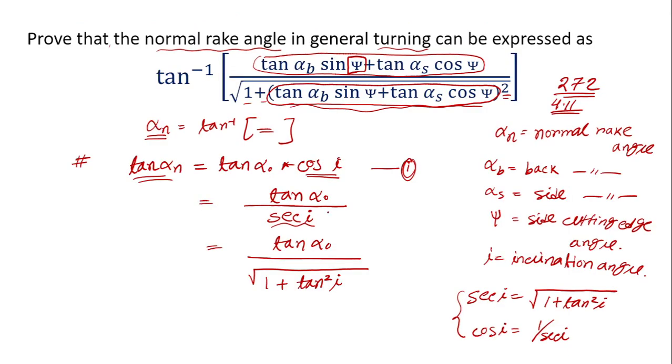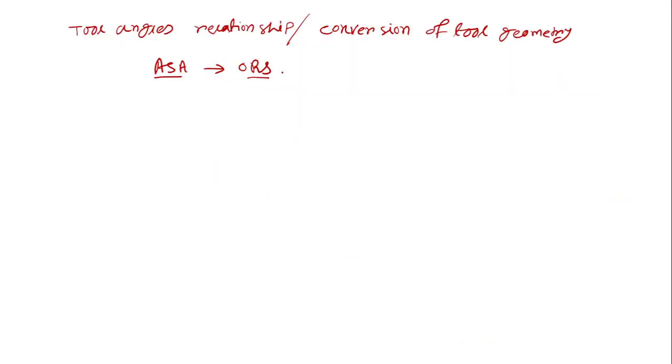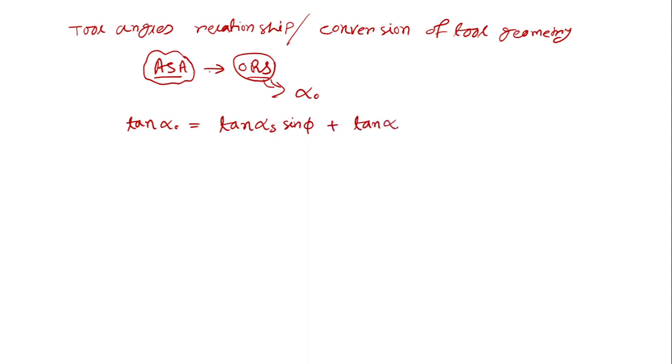Let's go back to here. Here I want the expression in terms of the orthogonal angle, meaning I want to express alpha naught in terms of ORS, with the help of these angles present in ASA, meaning from ASA to ORS conversion. And I know there is one equation that tan of alpha naught can be written as tan of alpha s sine phi plus tan of alpha b cos phi.